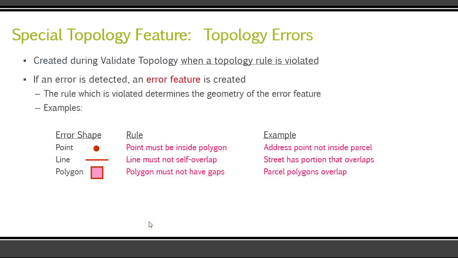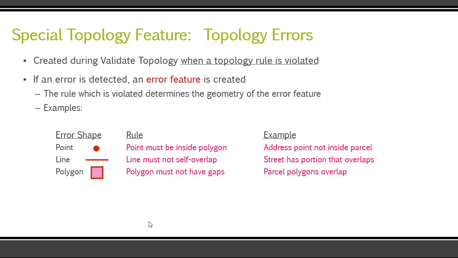All right, so let's talk about those topology errors. How do we see them? What do they look like? When a rule is violated, it's assumed that it's an error, but as we'll see as we move forward, sometimes not all errors mean that it's wrong in the real world. But if an error is detected, an error feature is created, and this is just a smart graphic. You'll notice in your contents, some additional features show up that are these shapes.